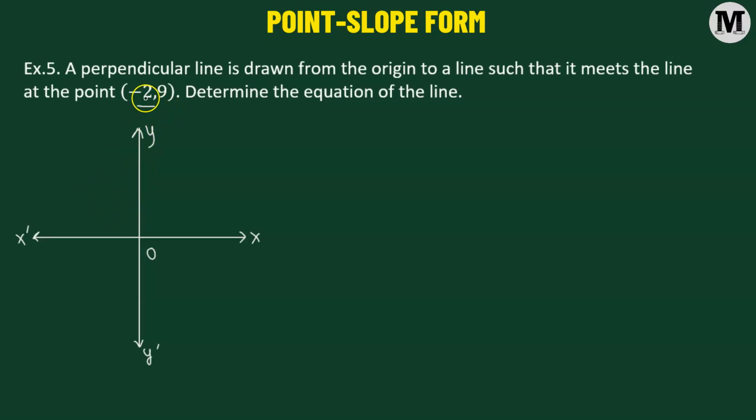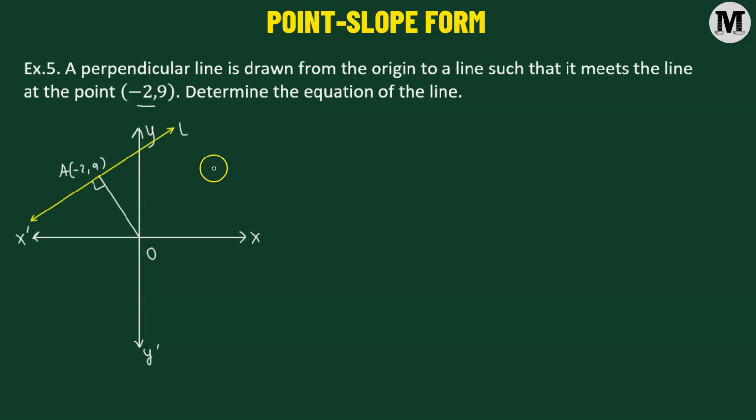Since it's (-2, 9), it's going to lie in the second quadrant, where the x coordinate is negative and the y coordinate is positive. We'll suppose that this is the point A, which corresponds to the coordinates (-2, 9). Now we will join point O and point A. This line OA is perpendicular to another line. So we have the line denoted by L, and we have to find the equation of this particular line. This line is perpendicular to OA. OA meets the line L at the point A with coordinates (-2, 9).